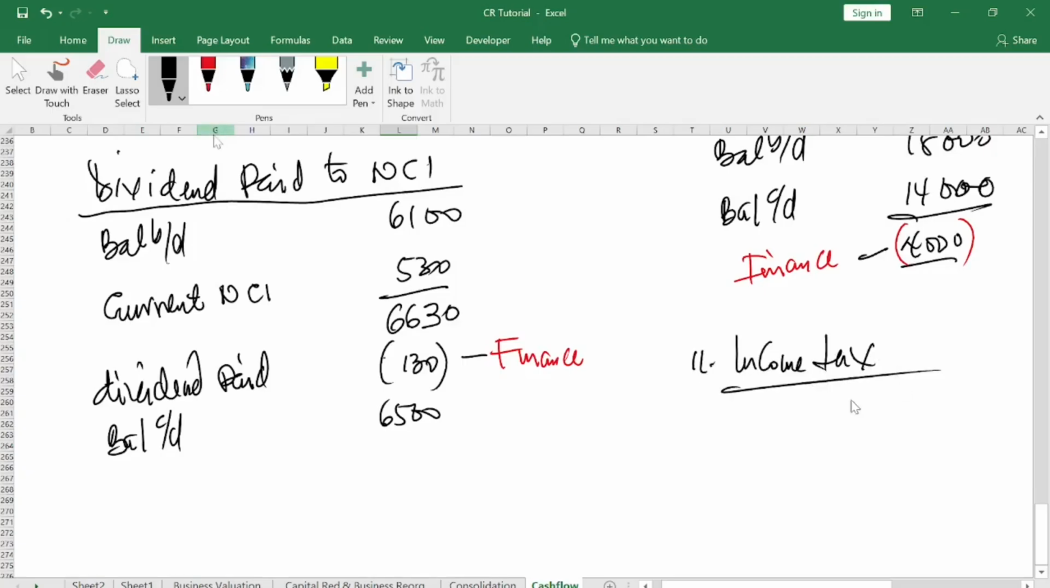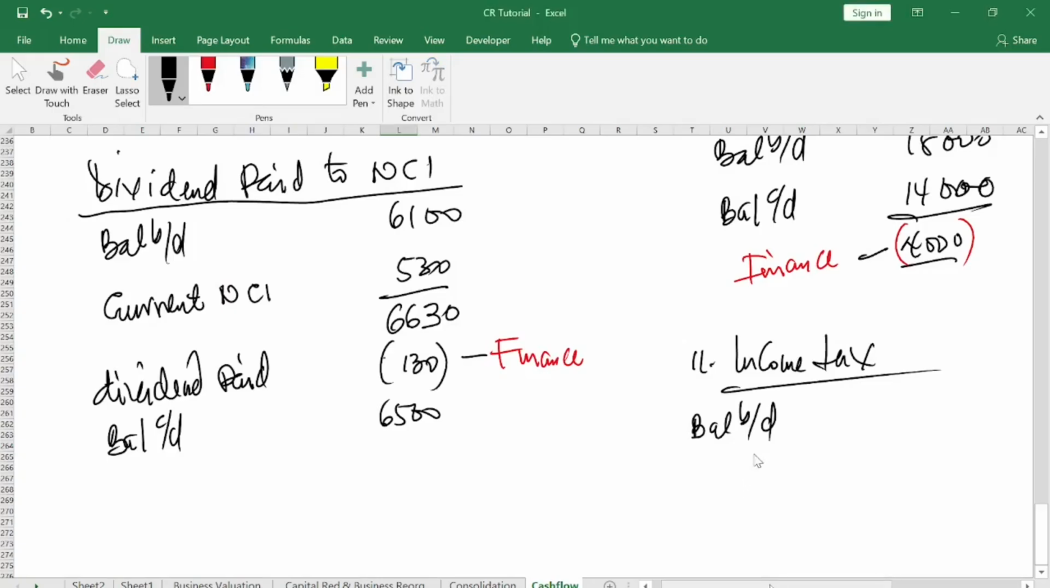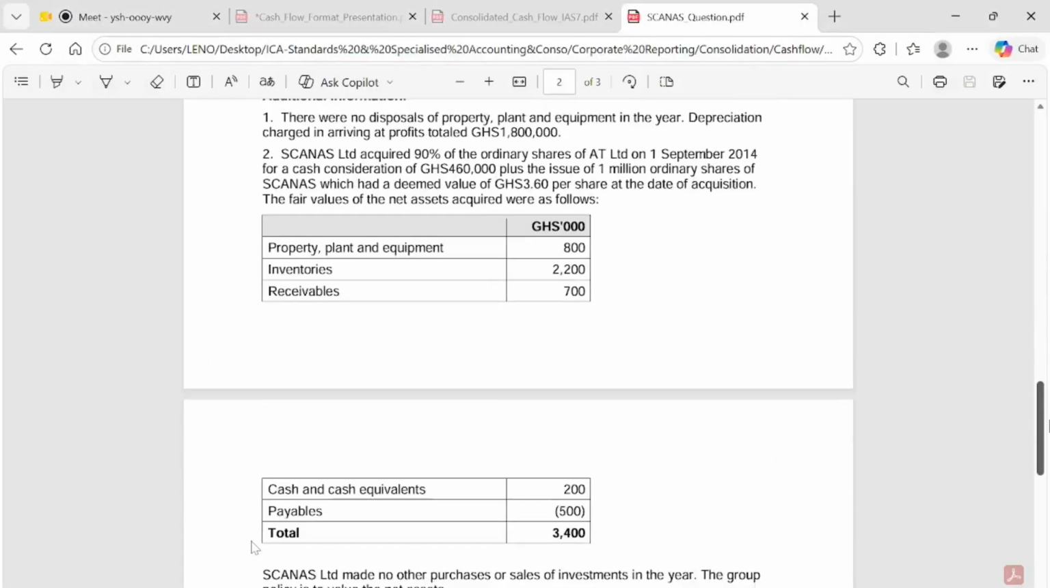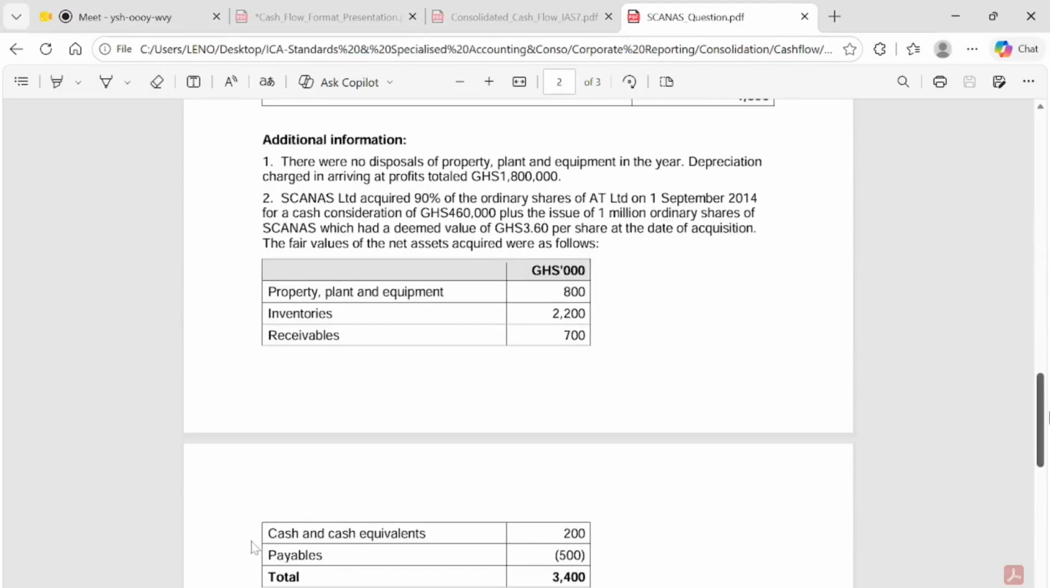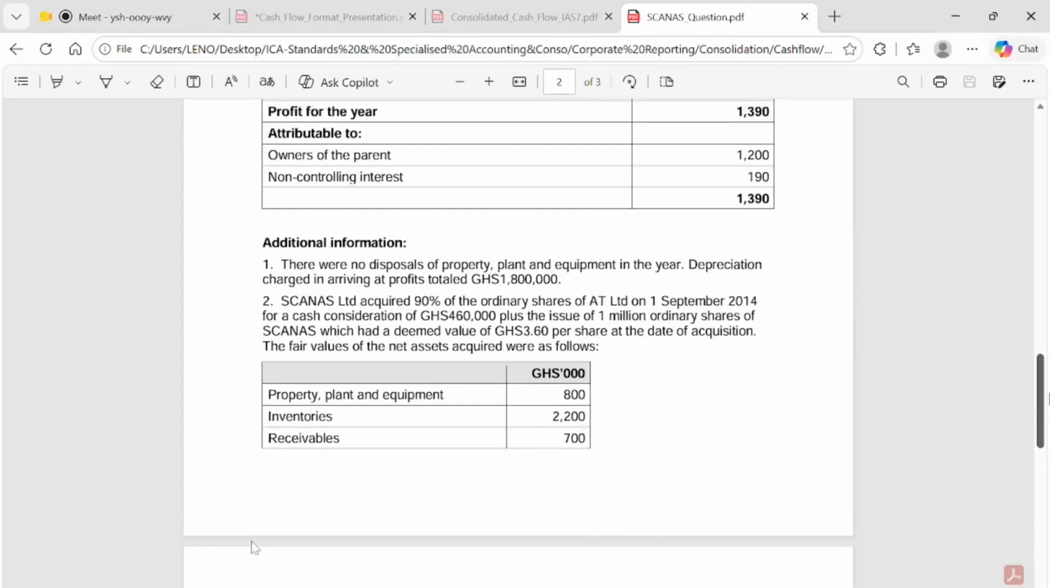Now the income tax. You go into the balance sheet. You see balance brought down, income tax. Check. How much is the income tax? 900. Now check if the subsidiary is also paying tax. 600, sir. Income tax, please go there.